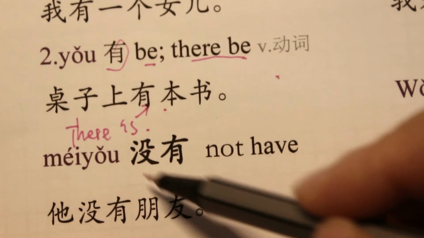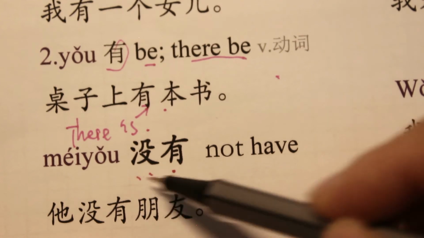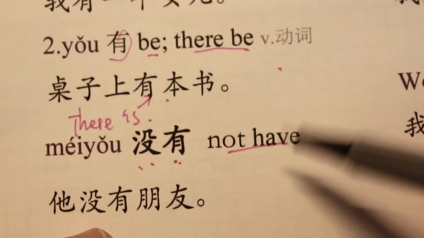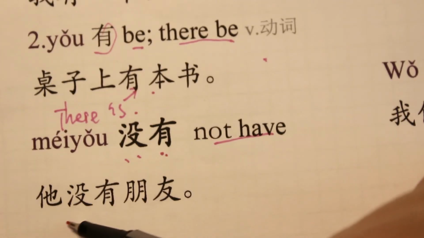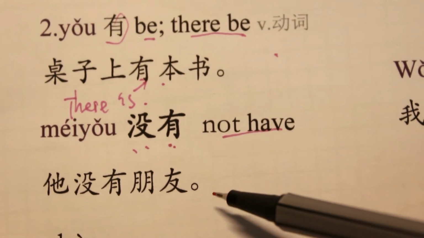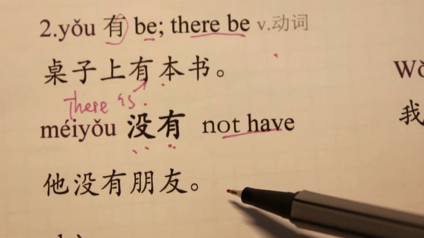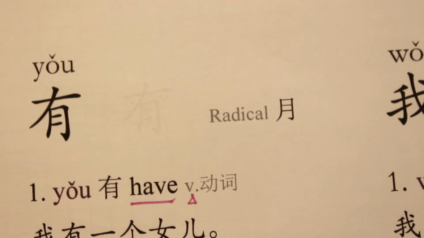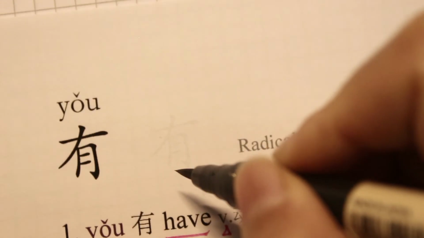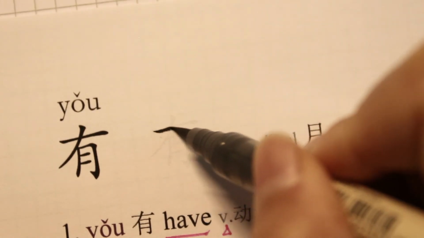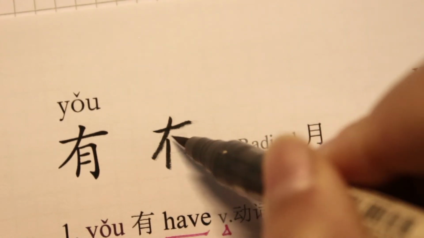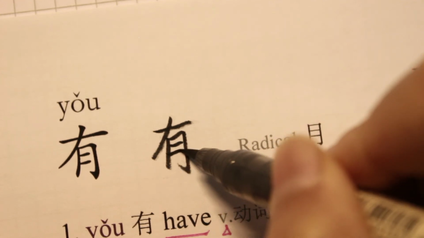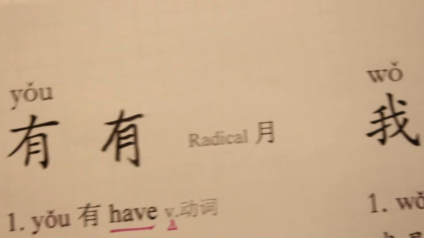And we have the opposite word 没有, it means not have, don't have. Here 他没有朋友 means he does not have friends. 没有. So let's write this character. 1 2 3 4 5 6. So it's 6 strokes.